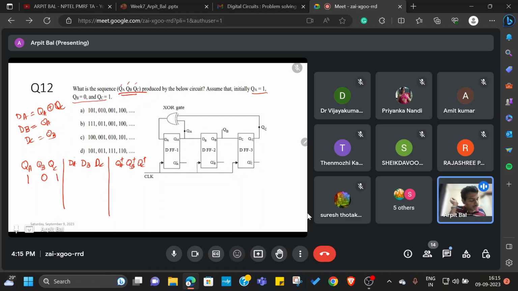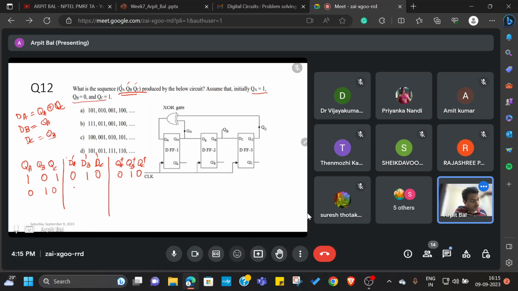What is going to be the value of DA, DB and DC? DA is 0. DB 1. DC 0. Correct. So what will be the next state? Next state is 0, 1, 0. Correct. Whatever is going to be the DA value, that will reflect at the next state. So my present state 0, 1, 0.